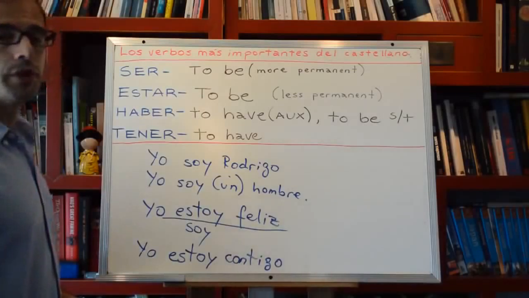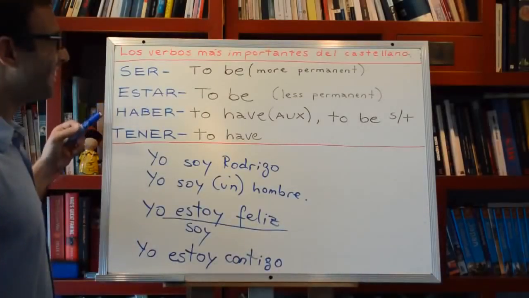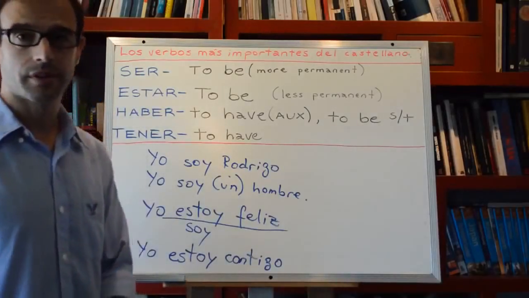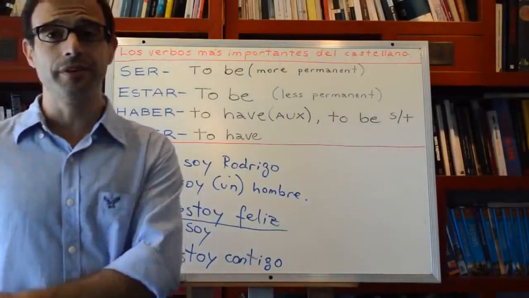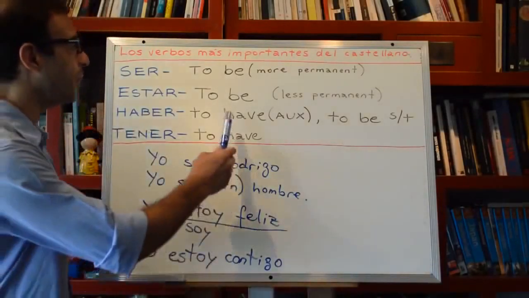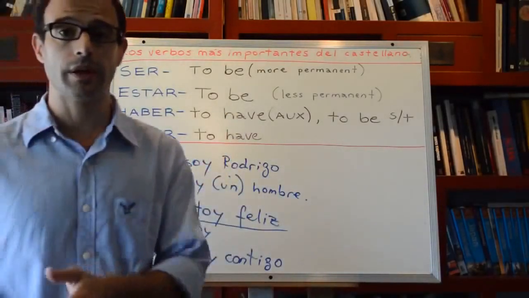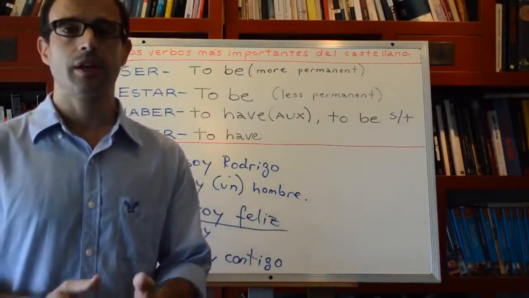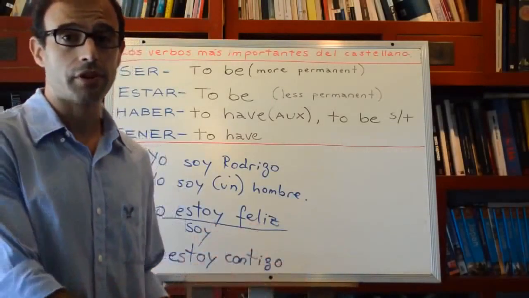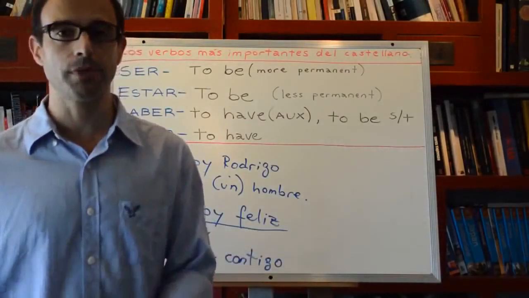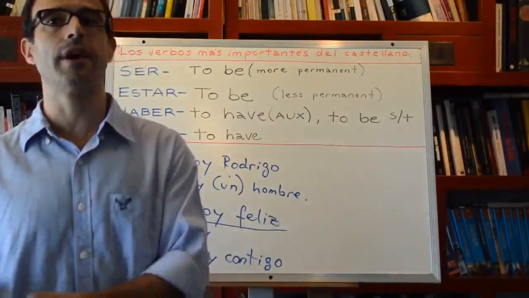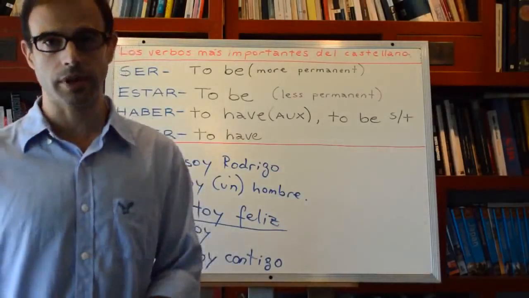Now the other two verbs, haber and tener. The verb haber has two meanings, okay? As an auxiliary verb, it has the same function as the English verb to have. What do I mean as auxiliary verb? Okay, compound tenses in English use the auxiliary verb to have. Okay, for example, present perfect, right? I have gone, I have eaten, I have run, I have spoken, okay?